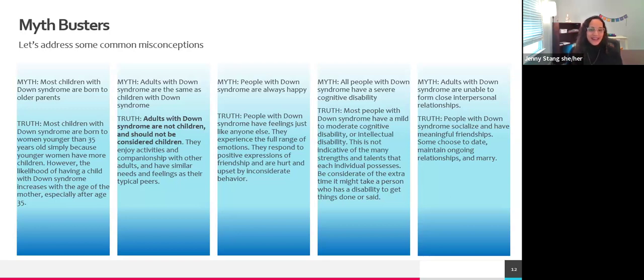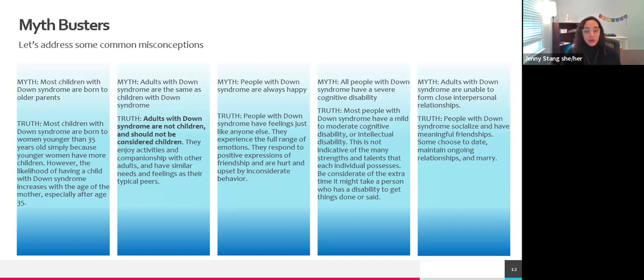The next myth: adults with Down syndrome are the same as children with Down syndrome. That is absolutely not true. I don't know why, but our culture likes to infantilize people with disabilities. That means we talk to them like they're children. We use endearing words like sweetheart, honey, which is not done with malicious intent. But if you're an adult and people are always talking to you as if you're a child, it can get on your nerves after a while. So we want to remember that adults with Down syndrome are not children and should not be considered children. They enjoy activities and companionship with other adults and have similar needs and feelings as their typical peers.